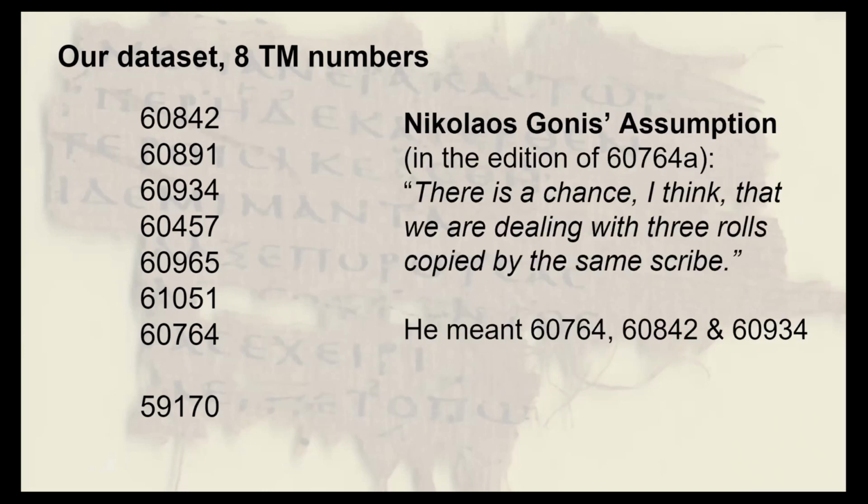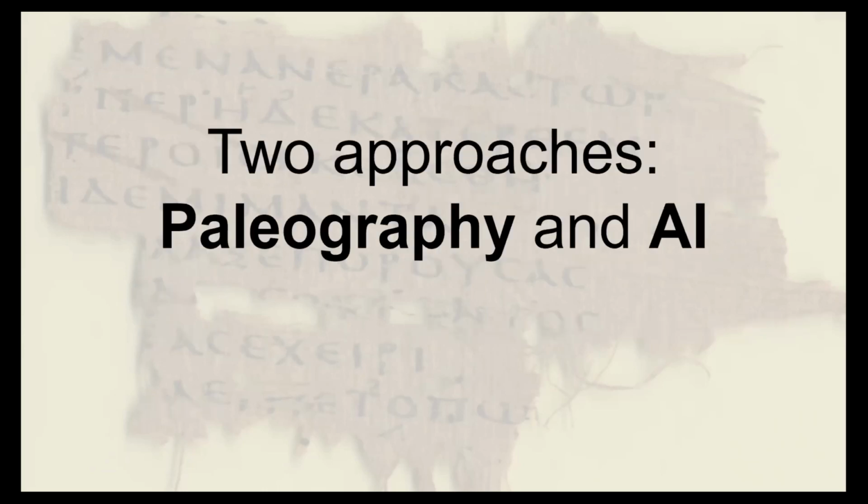And then our starting impulse was the assumption, also by Nicolaus Gonis in his edition of the 60764, that there is a chance, he wrote, that we are dealing with three rolls copied by the same scribe. And by that, he meant these 3 TM numbers. Now, were we going to be able to prove or disprove this hypothesis? We are comparing two complementary approaches, that of paleography and that of AI.